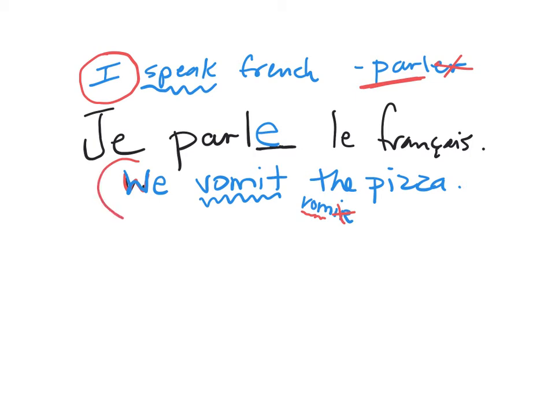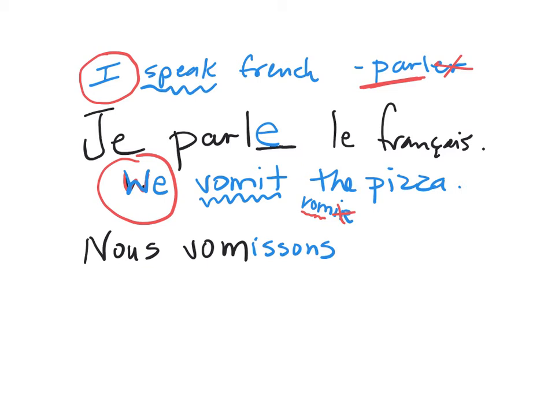And then we got to go find our noun. Oh, look, there's our noun. So it's nous. We looked on our chart and we saw that the nous form, there's my stem, for IR verbs, I have to add the ending -issons. And then we add the rest of the sentence, la pizza, and we've now been able to say we vomit the pizza. And let's look at the RE verbs.